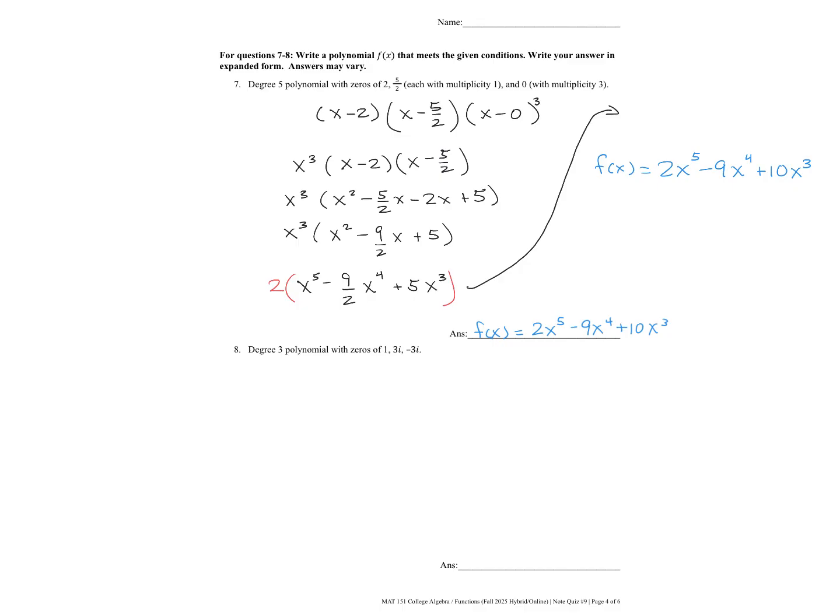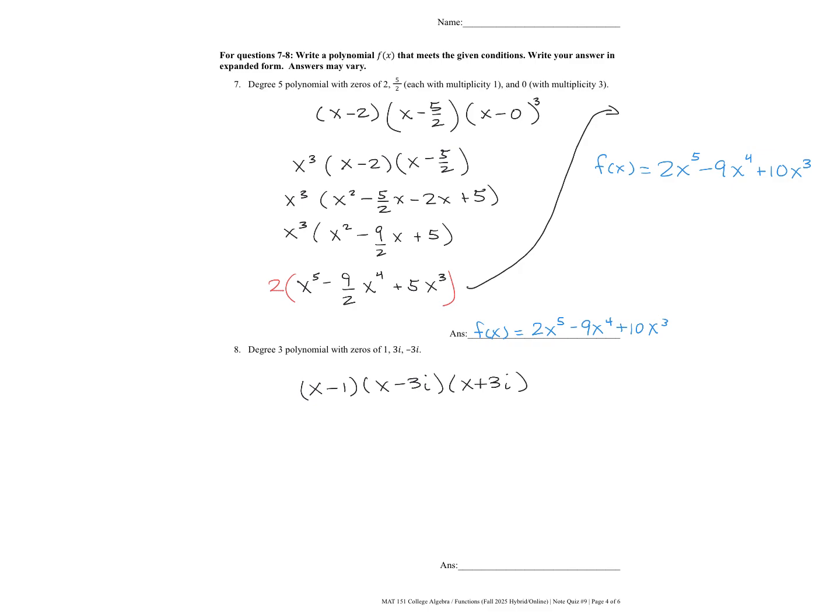All right, now let's do the same thing for the next problem. This time around, you'll notice it has complex zeros or imaginary zeros. So when I write out my polynomial, I'm going to have x minus 1, because 1 is a zero. I'm going to have x minus 3i and x plus 3i. We now want to find the easiest way to multiply this out.